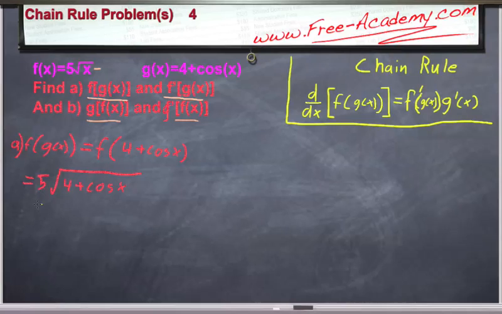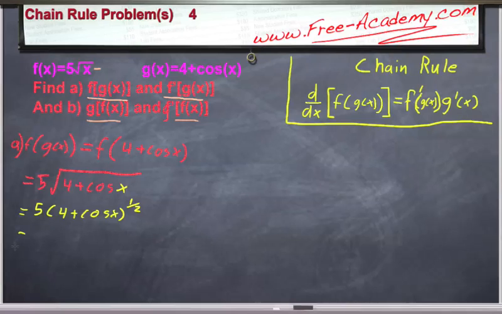So we have f of g of x equals 5 times the square root of 4 plus the cosine of x. And let me rewrite this really quick as 5 times 4 plus the cosine of x to the 1/2. Alright, so we've got that. This is our f of g of x, and we need to find the derivative of that.